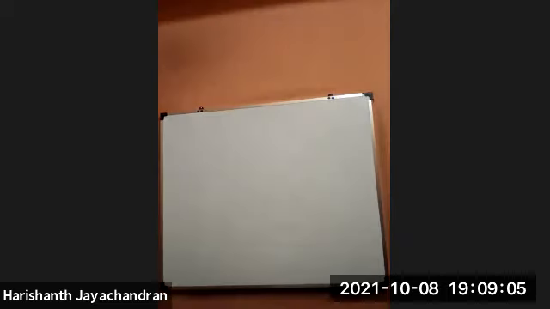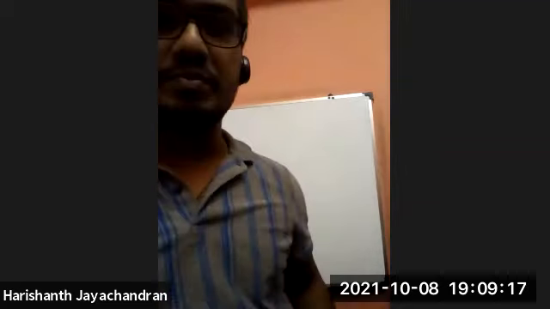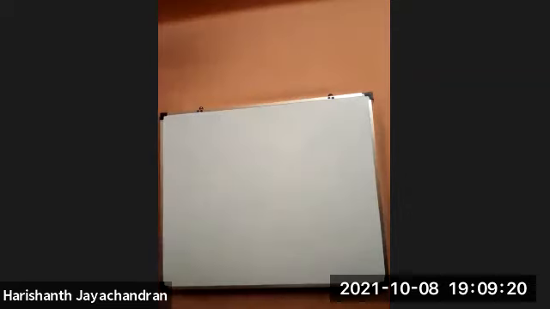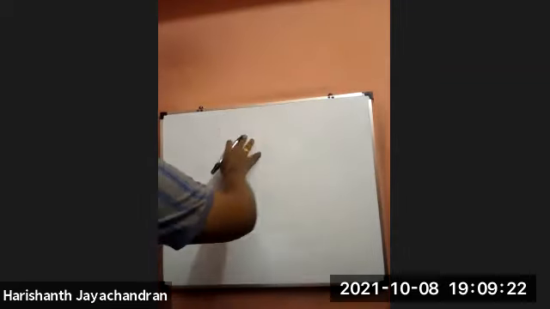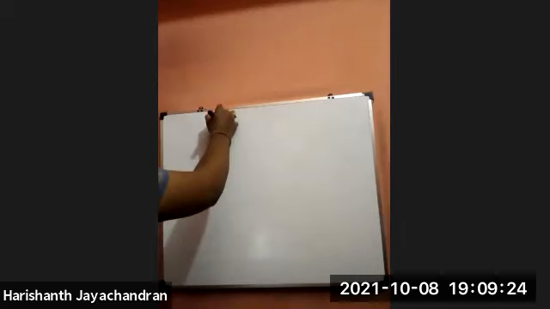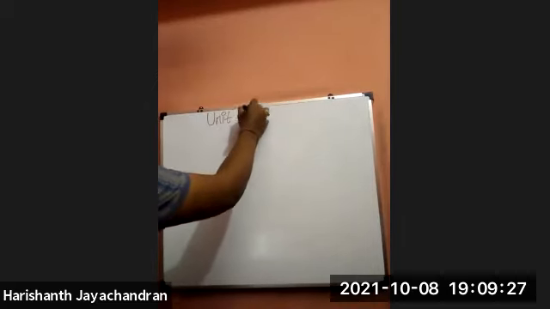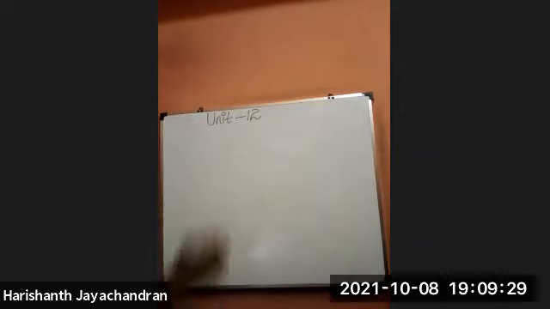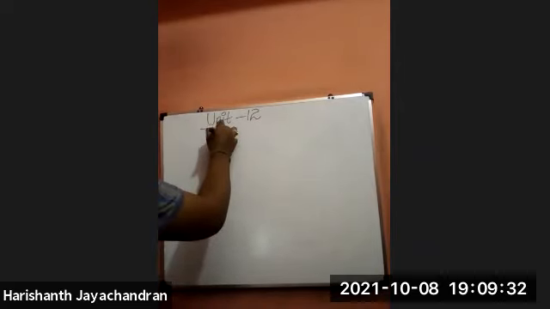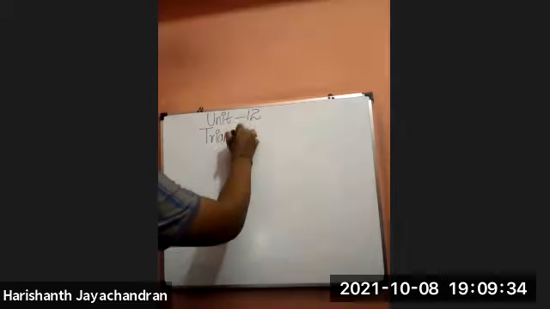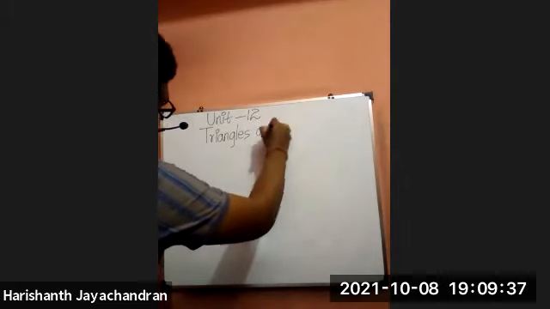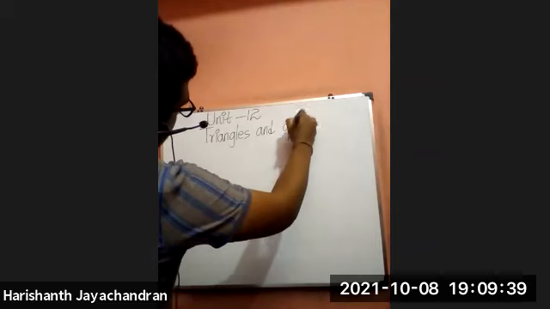Any guesses regarding what the 12th lesson is? It's triangles and quadrilaterals, right? So it's triangles and then what? Quadrilaterals. Triangles and quadrilaterals. So here, please have a look. Better everyone write the topic: Unit 12. Triangles and quadrilaterals.